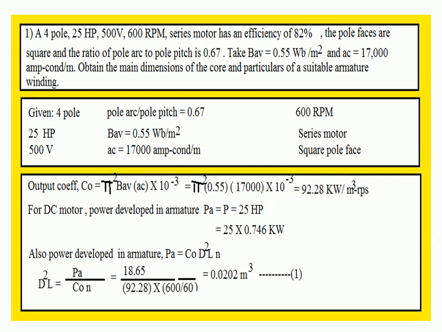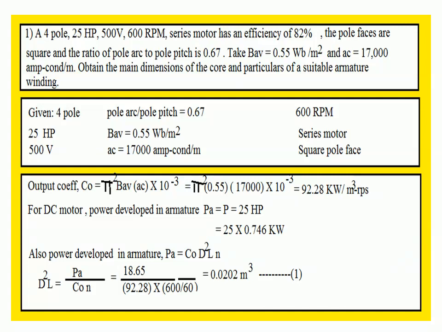A 4-pole 25 HP 500 volts 600 RPM series motor has an efficiency of 82%. The pole faces are square and the ratio of pole arc to pole pitch is 0.67. Take B average equal to 0.55 Webers per meter square and AC 17,000 ampere conductors per meter. Obtain the main dimensions of the core and particulars of a suitable armature winding. This is the given problem.